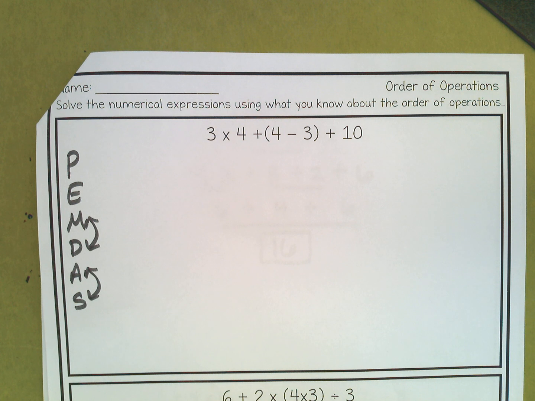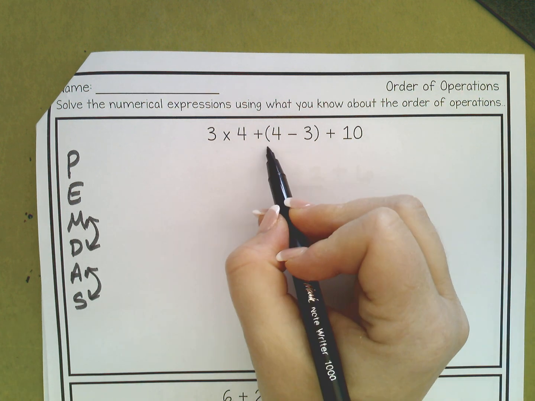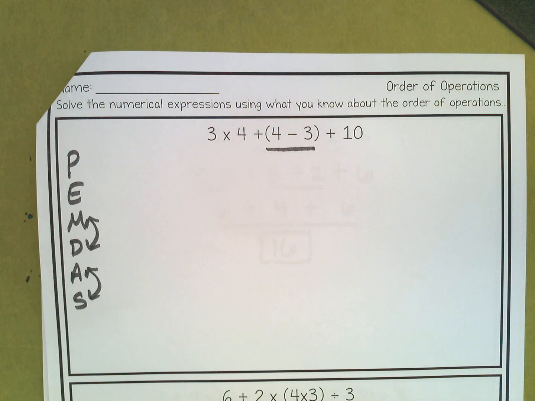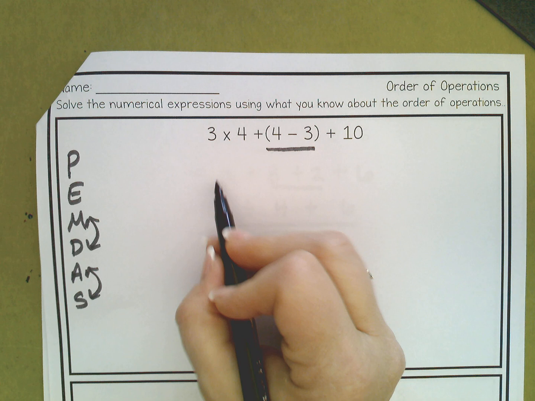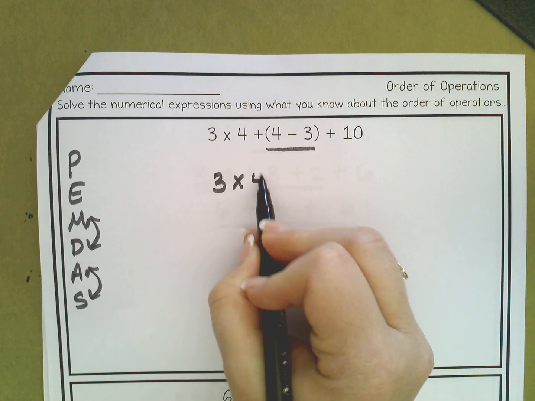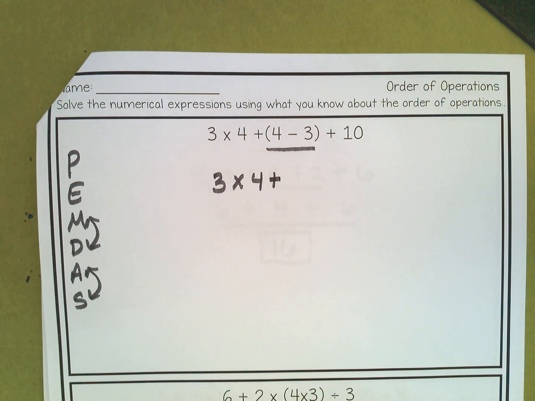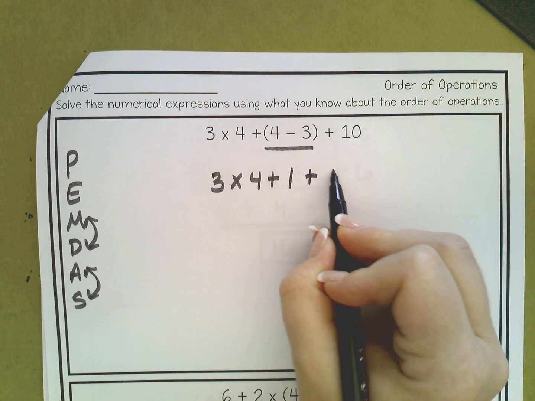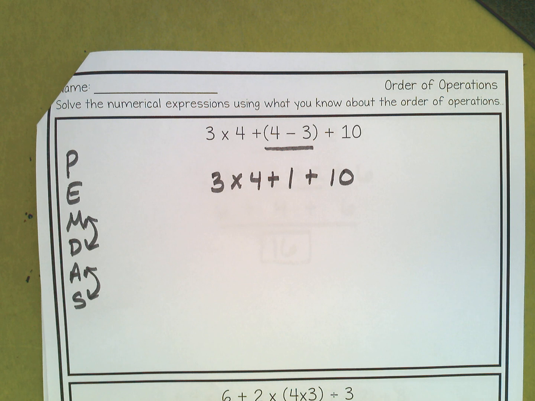All right, parentheses are first. Underline your parentheses. We're going to solve what we underlined first. We're going to rewrite 3 times 4 plus 7 minus 3. 4 minus 3 is 1, plus 10.